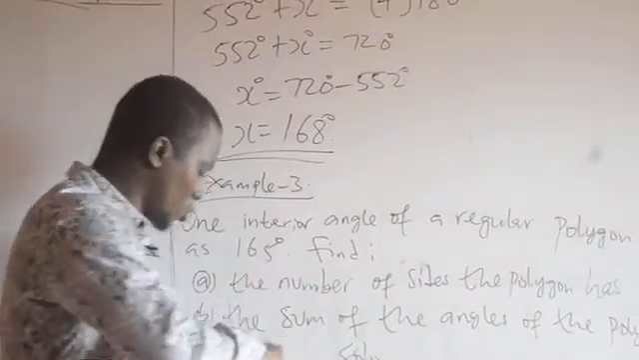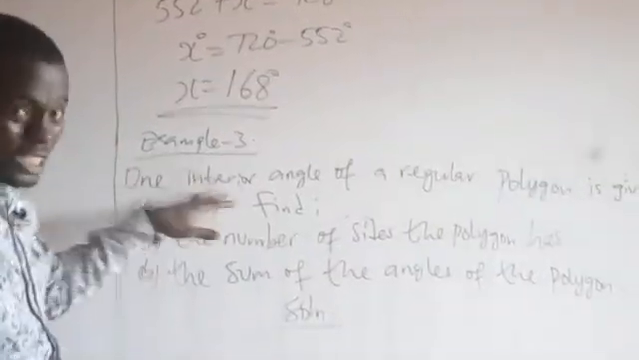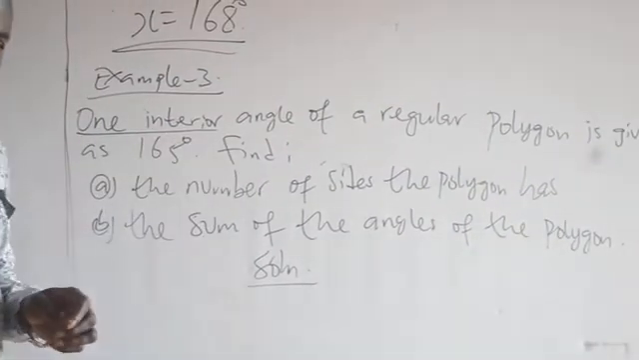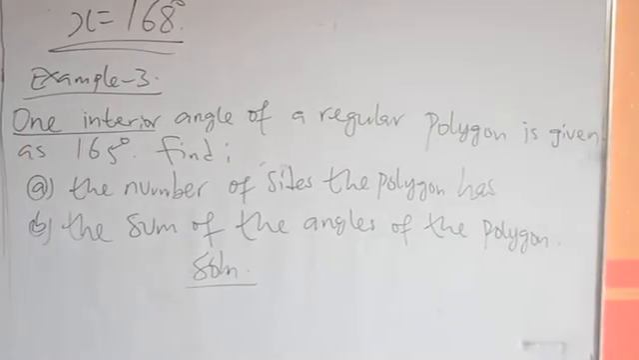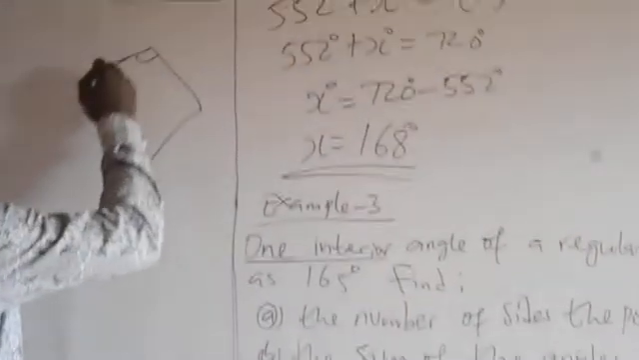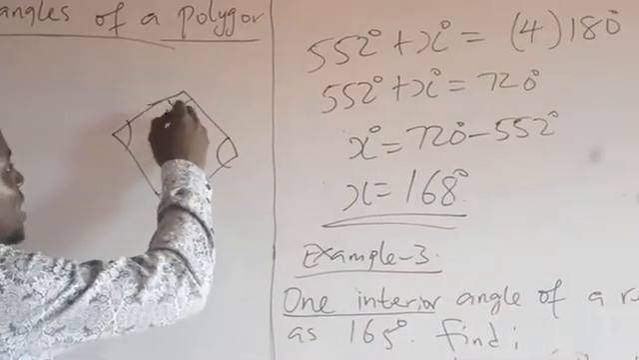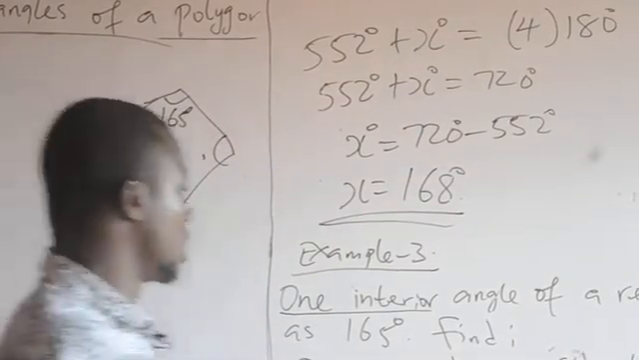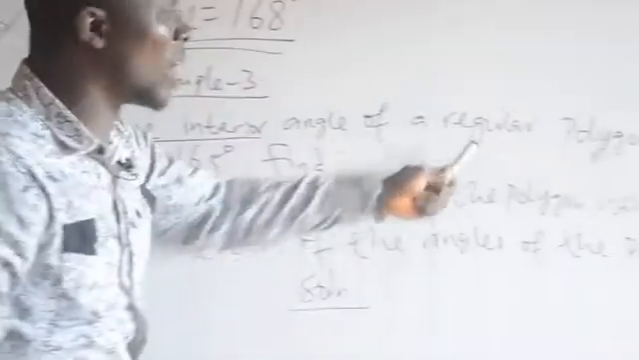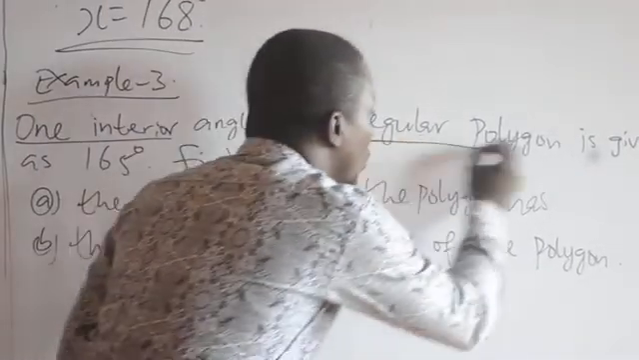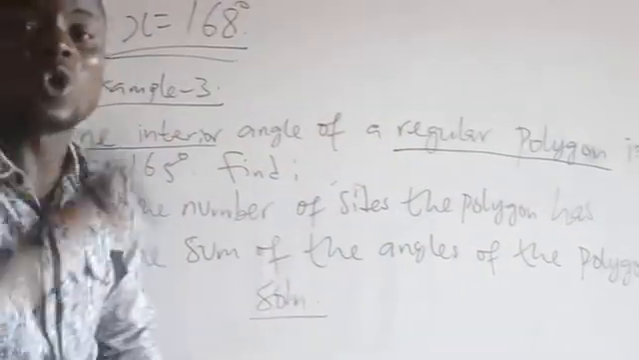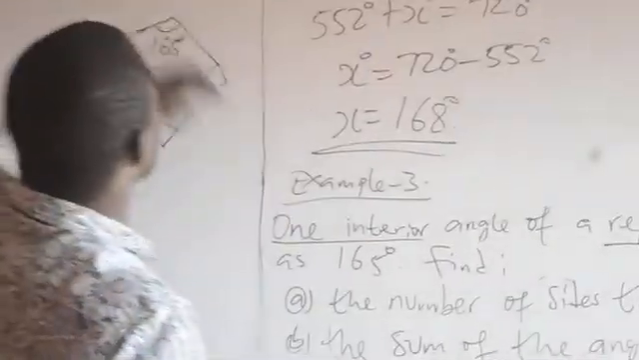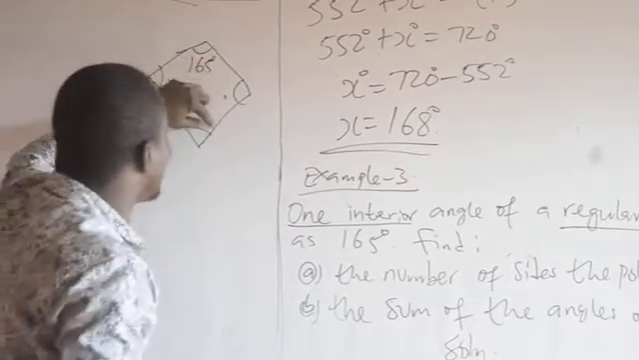Please, I would like you to pay attention to the question. Read and understand carefully. They said one interior angle. One means only one. They give only one. So if this is a polygon, they only give us one to be 165. The other interior angles are not given. So take note. Another keyword here is regular polygon. A regular polygon is a polygon in which all the interior angles are equal. So if this one is 165, the rest will be 165, 165, 165.